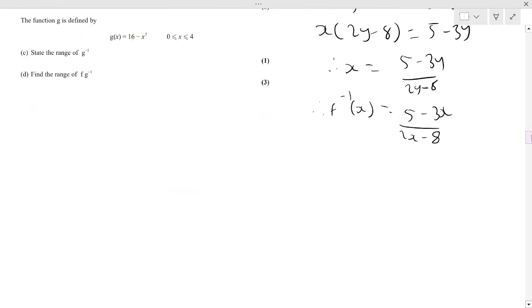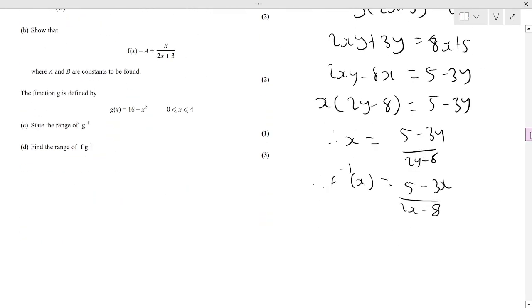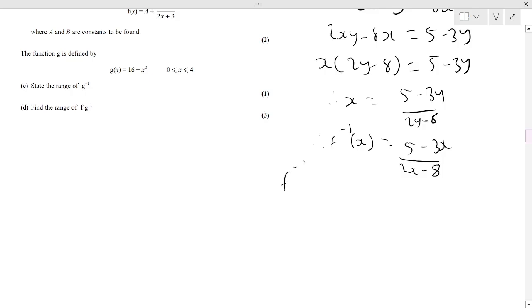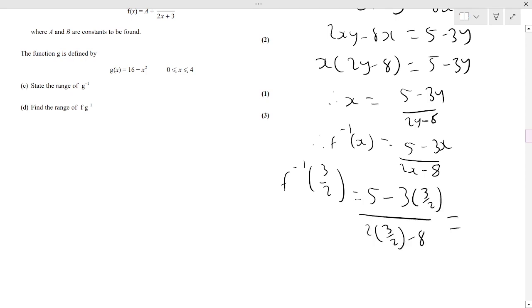And then to find f inverse of 3 over 2, I substitute 3 over 2 in. So it'd be 5 minus 3 of 3 over 2, over 2 of 3 over 2 minus 8, and that will get you minus a tenth.